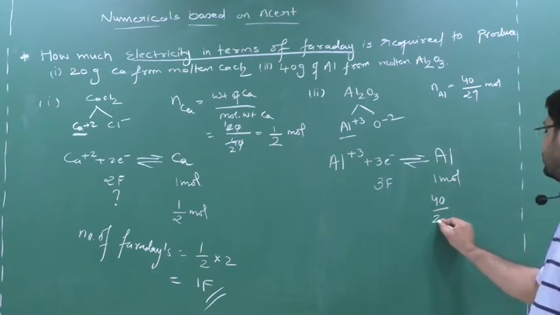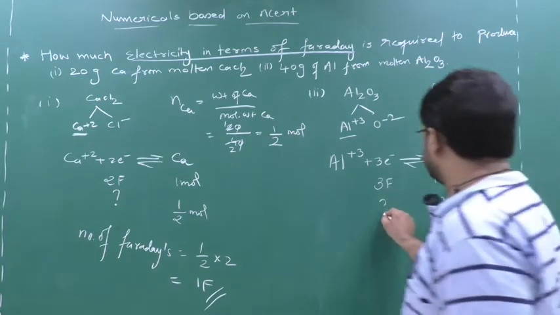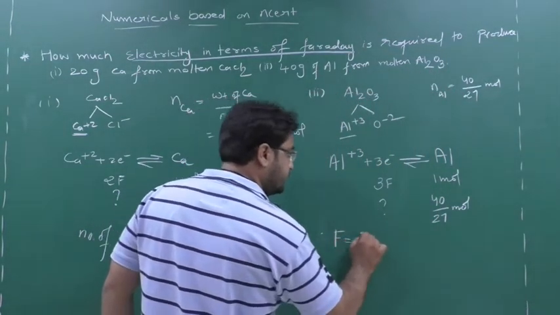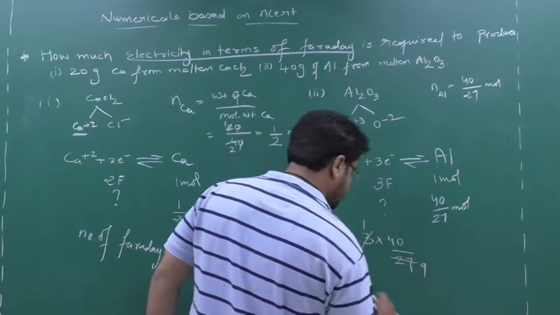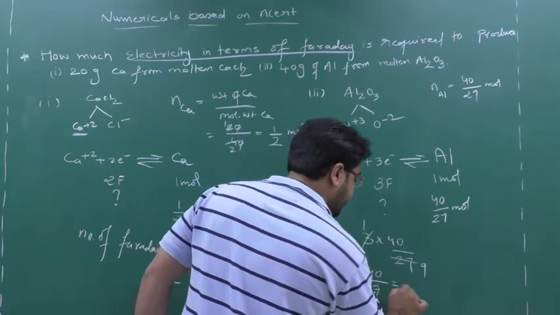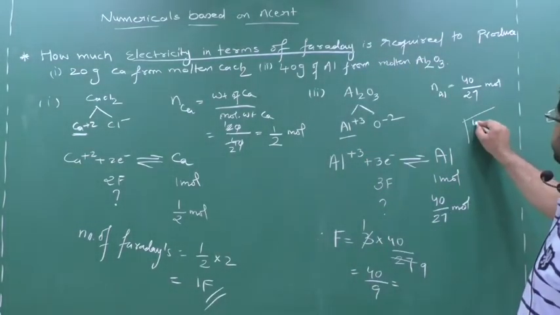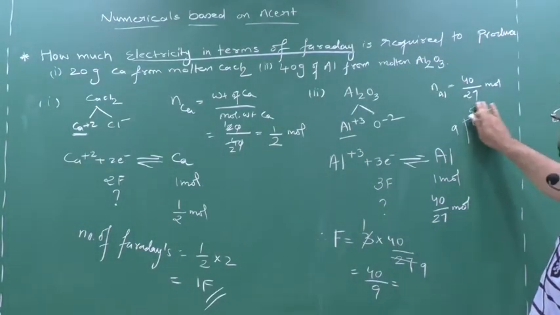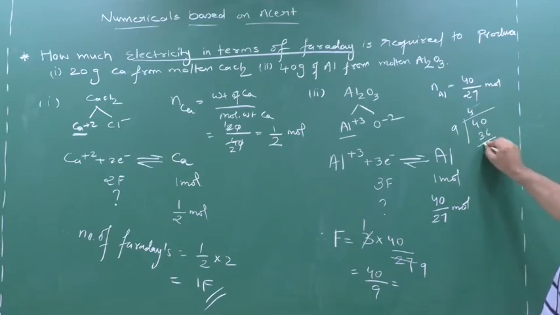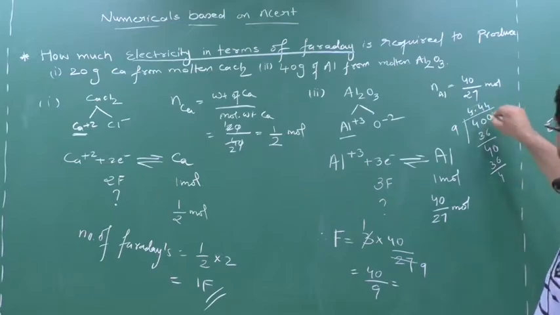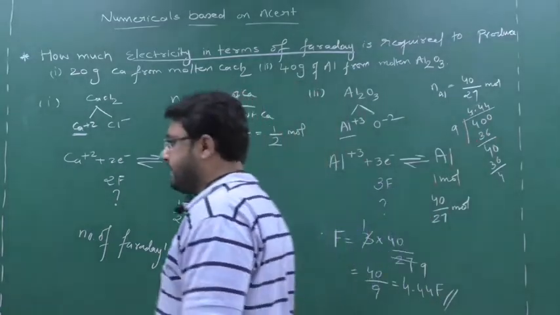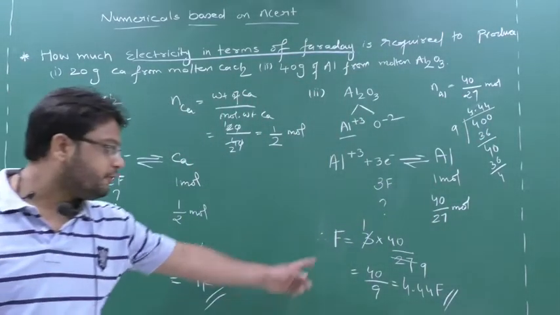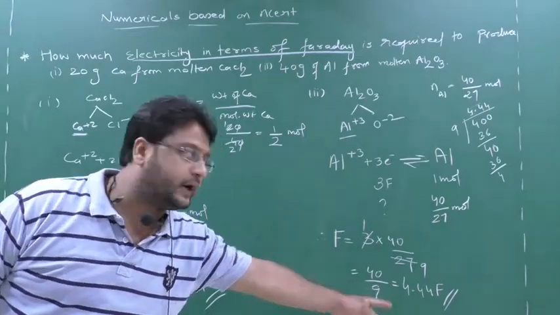So 40 by 27 mole equals how much Faraday? Faraday equals 3 into 40 by 27. 3 ones are 3, 3 nines are 27, so 40 by 9. If you calculate 40 by 9, 9 4s are 36, again here 4.00, 9 4s are 36, so 4.444 Faraday. You can do the simple division. So the value will be nearly 4.44 Faraday.